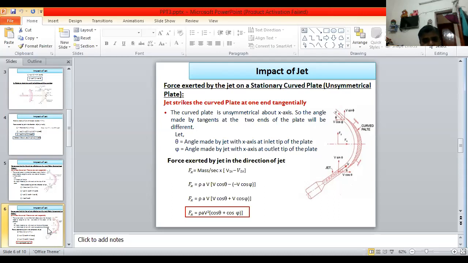Now, force exerted by the jet in the direction of the jet, that is Fx, is equal to mass per second into velocity at point 1 minus velocity at point 2. That means Fx is equal to rho a v (v cos theta minus (minus v cos phi)). That is, Fx is equal to rho a v into (v cos theta plus v cos phi). That is the final equation: Fx is equal to rho a v square into (cos theta plus cos phi).